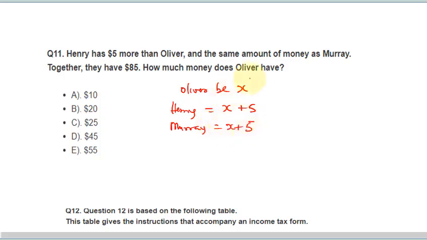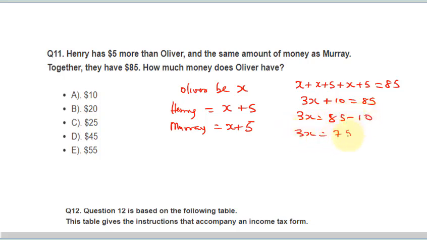Now it says together they all have what? 85. That means when you do x plus x plus 5 plus x plus 5, that's going to give you 85. So here, when you collect like terms, you have 3x plus 10 is equal to 85. So 3x is going to be, collecting like terms, 85 minus 10. 3x is going to give us 75, and x is going to give us 75 over 3, and that's 25. So that tells you Oliver had $25. Now, that means the correct answer here is going to be C.